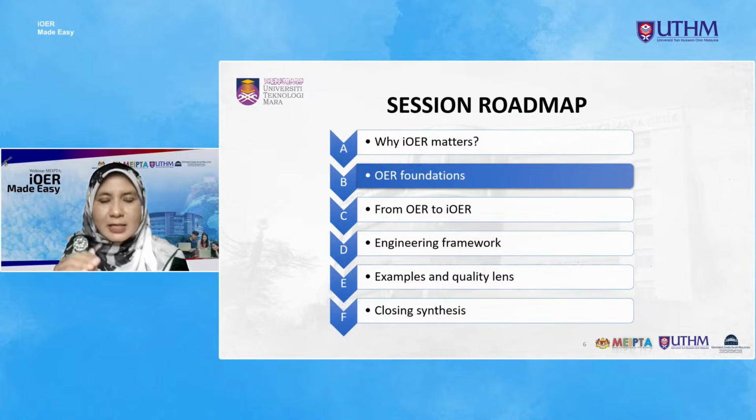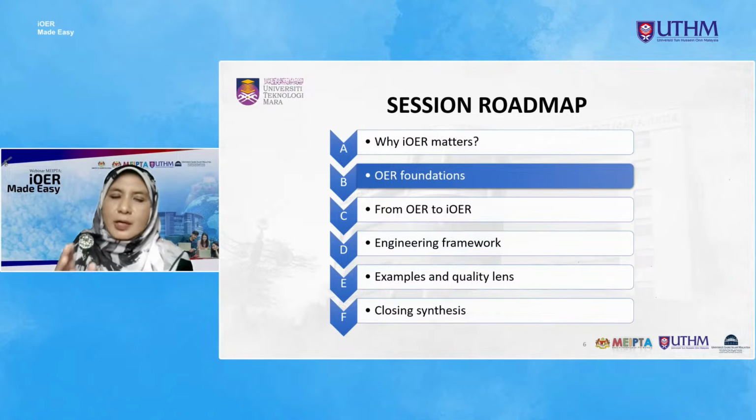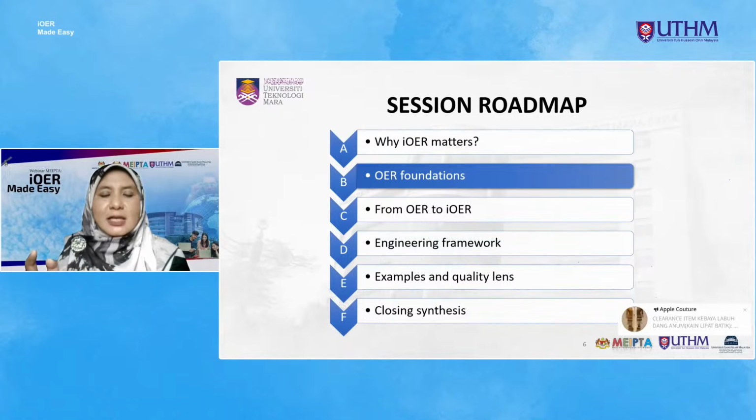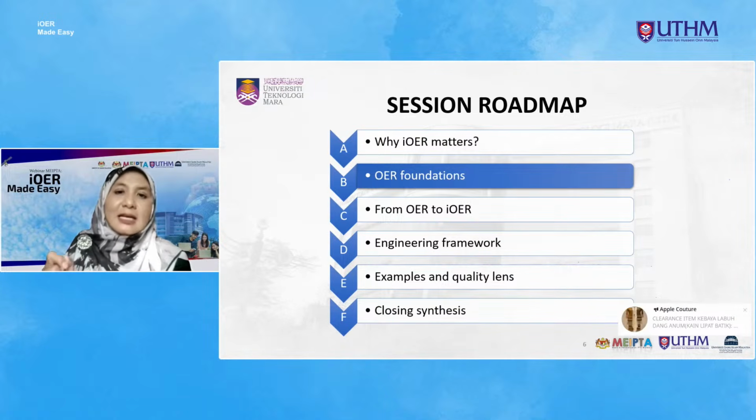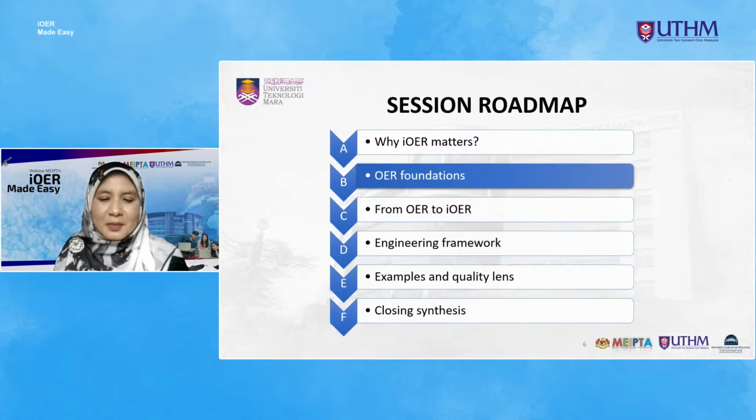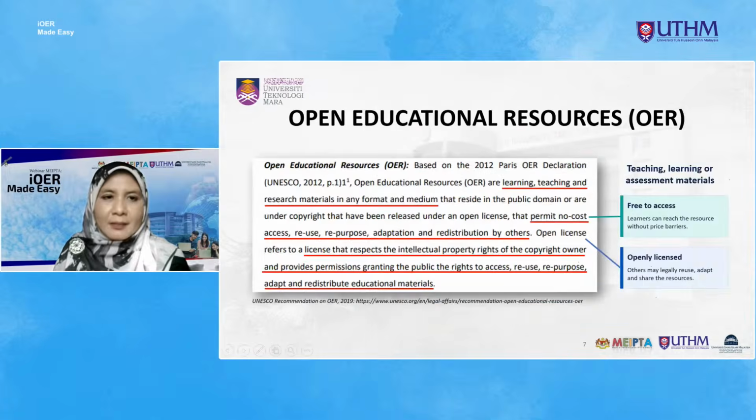So we need to make the concept of OER clear first, and only then can we move to iOER. Yes, the free access part is true, but that is only one part of it. The more important part is the open licensing and the legal permission, the 5 R's of OER. So in the next section, we will clarify what OER really means.